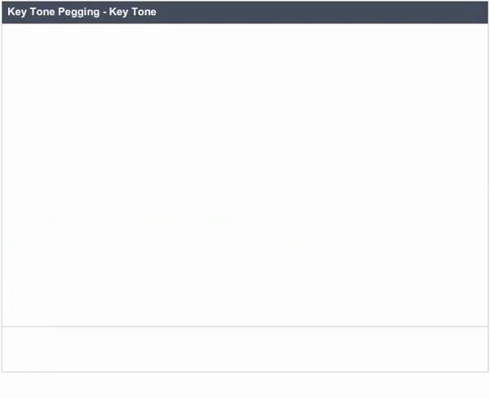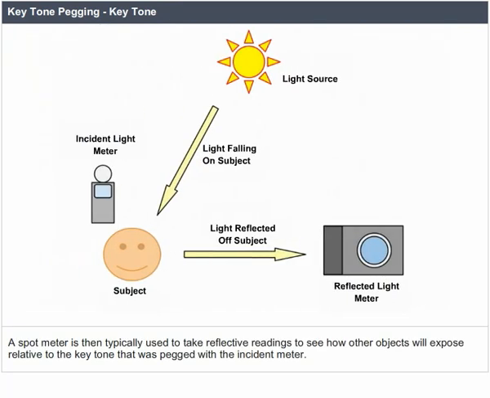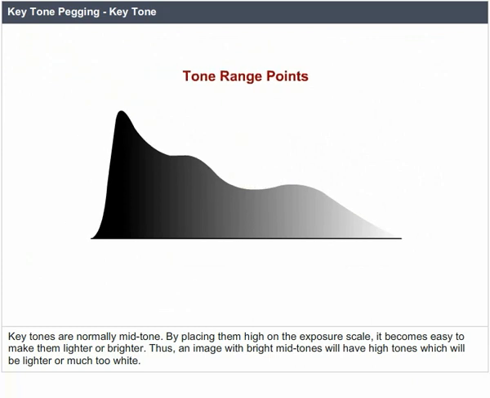Key tone pegging. Key tone. A spot meter is then typically used to take reflective readings to see how other objects will expose relative to the key tone that was pegged with the incident meter. Key tones are normally mid-tone. By placing them high on the exposure scale, it becomes easy to make them lighter or brighter. Thus, an image with bright midtones will have high tones which will be lighter or much too white.